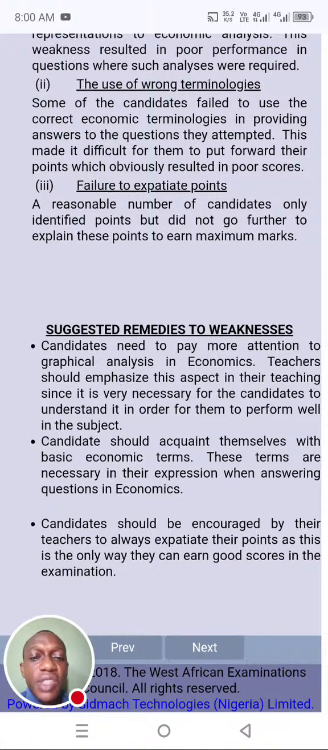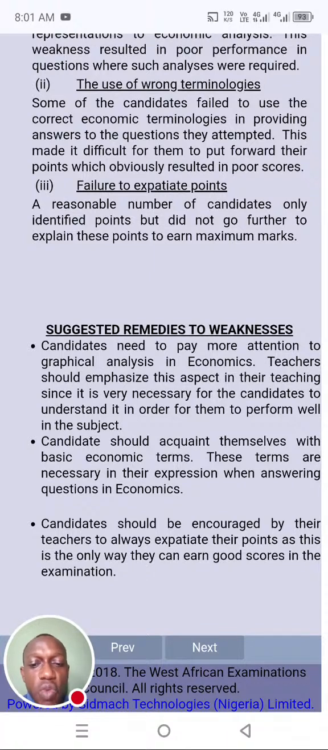Now, suggested remedy to weaknesses. Let's see what they suggested. Candidates need to pay more attention to graphical analysis in economics. I've said that. Teachers should emphasize this aspect in their teaching. Now, let's go to the second point. Candidates should acquaint themselves with basic economic terms. These terms are necessary in their expression when answering questions in economics. I will show you, because I've done some research online, for us to know the basic economic terms.